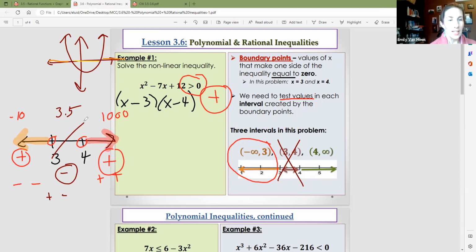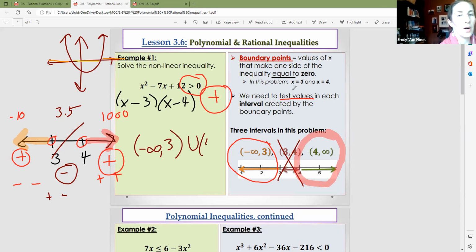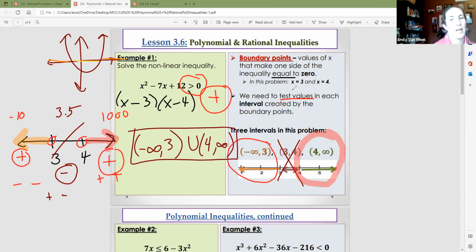So our solution set includes negative infinity to 3, as well as 4 to infinity. Our final solution set looks like this: negative infinity, comma 3, union 4, comma infinity. I'm using parentheses because, again, there's no equal sign under the inequality.